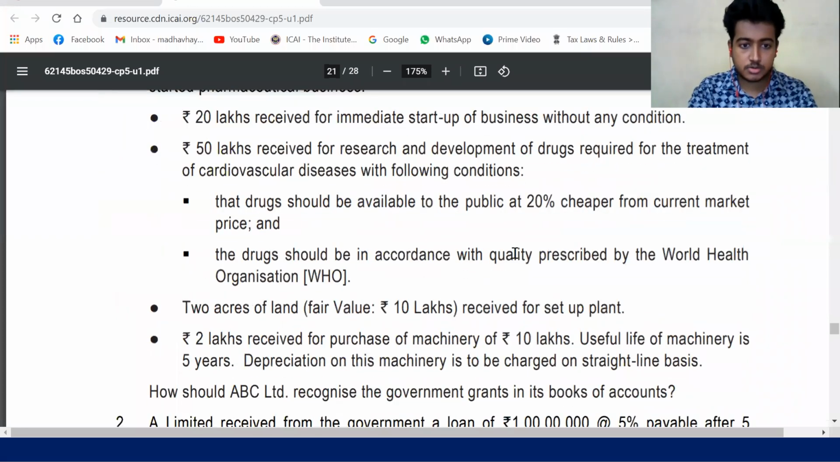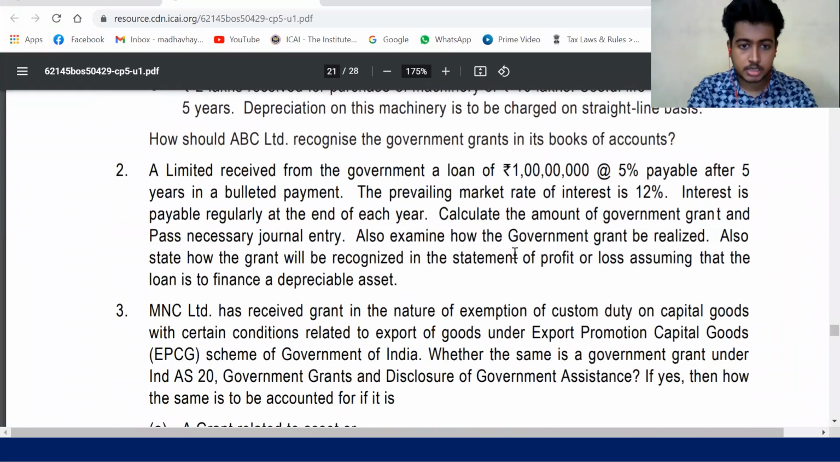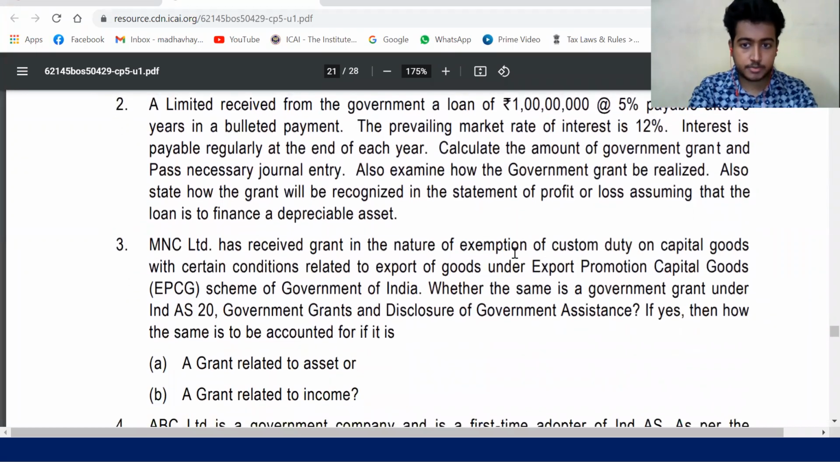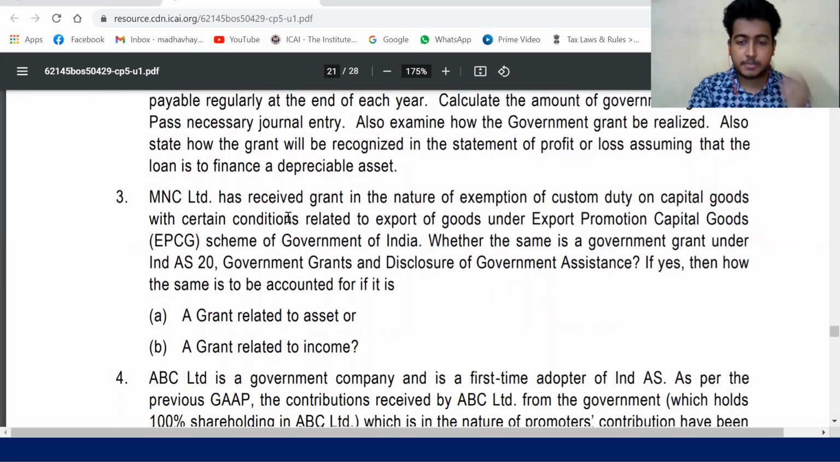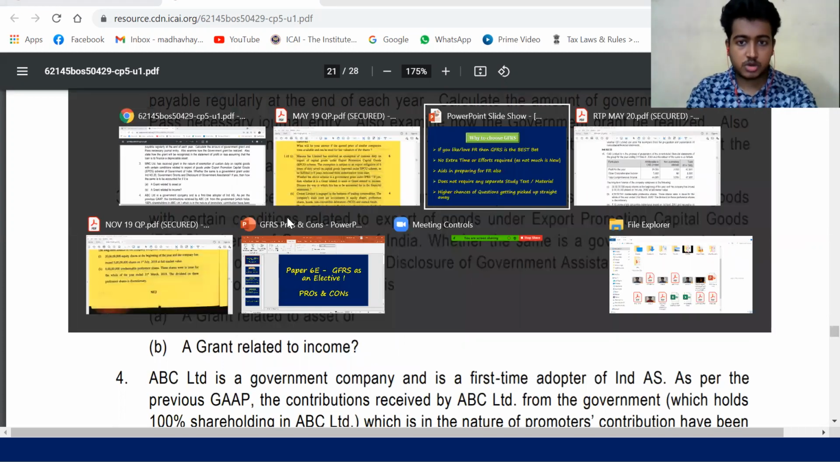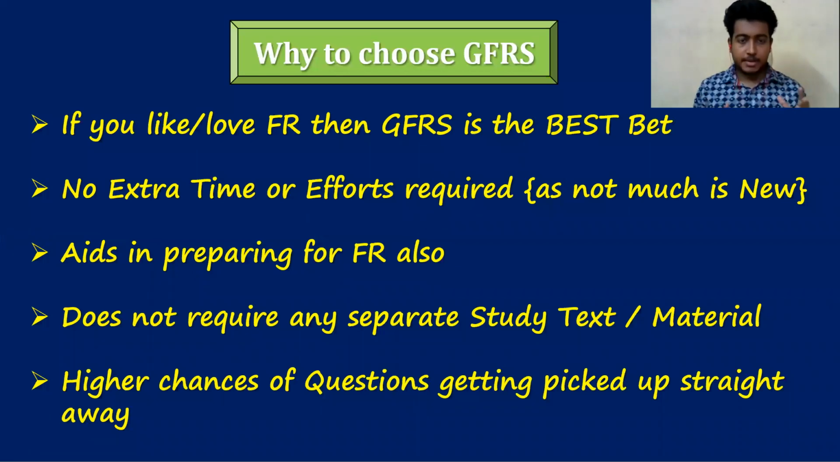If you can go down to the third question, like you see it down here, right? So again, this is a verbatim repetition of the same question in your GFRS question paper. So by this, I just would like to tell you that there is a lot of overlapping between the two.